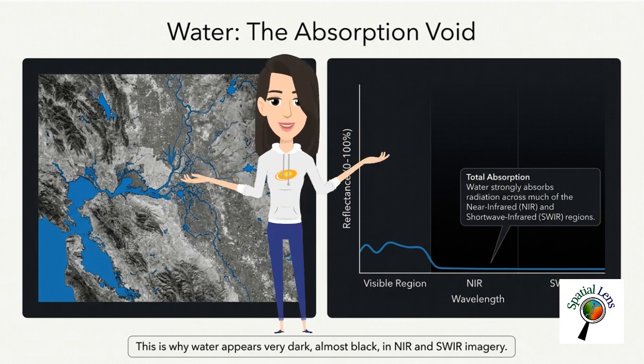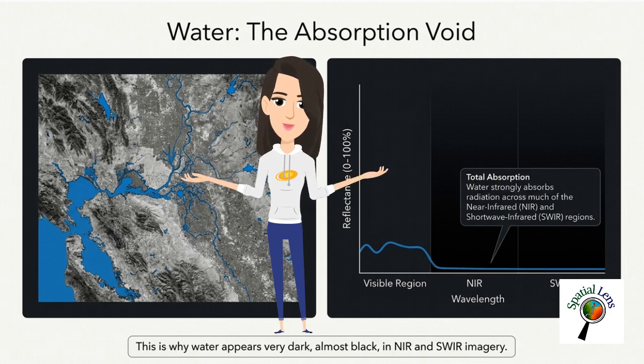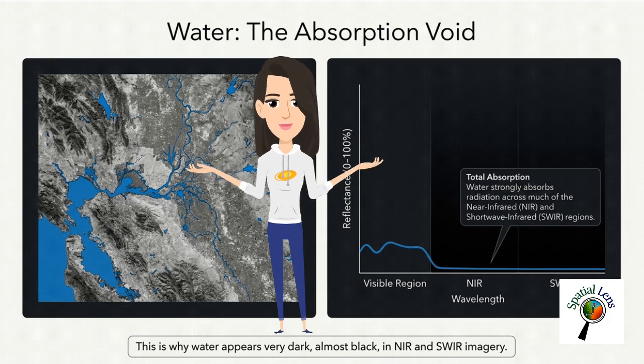Now look at water. Water generally has relatively low reflectance across much of the near-infrared and shortwave infrared regions, where it strongly absorbs radiation. This is why water often appears very dark in NIR and SWIR imagery. However, the exact spectral response of water can change depending on factors such as depth, suspended sediments, and other substances present in the water.